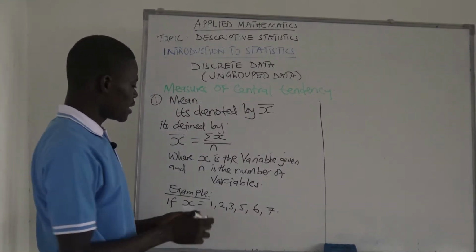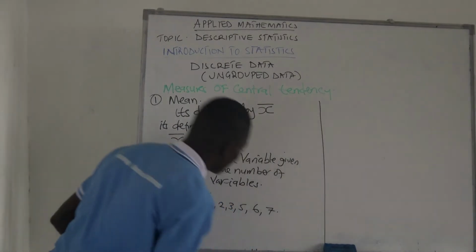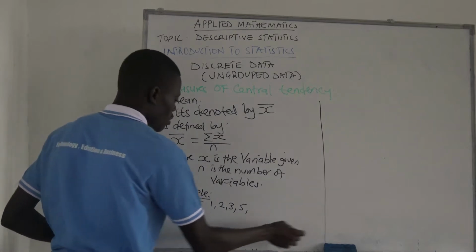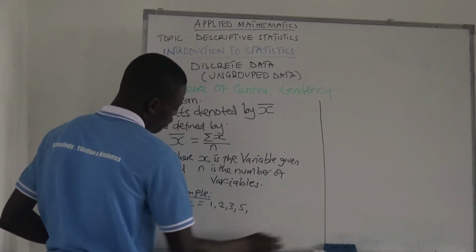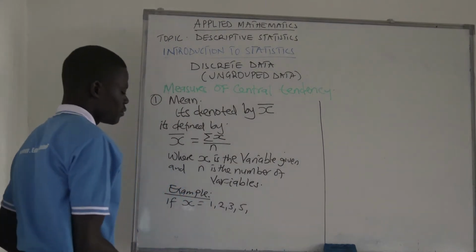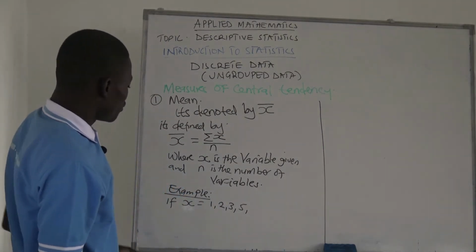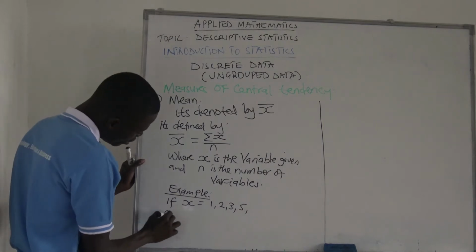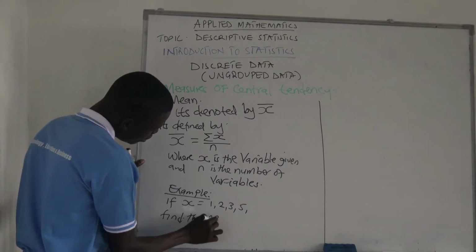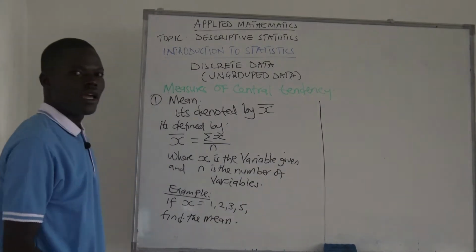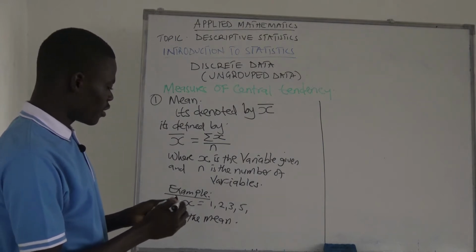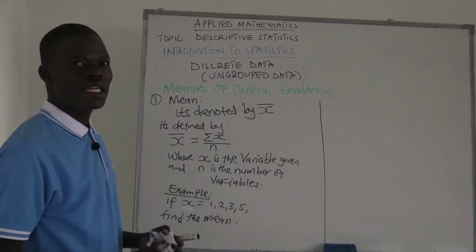If X equals 1, 2, 3, we can even stop at 5. Or at 5 will work. 1, 2, 3 and 5. So, we say find the mean. Find the mean. If X is given by 1, 2, 3 and 5, and then the question is saying find the mean.